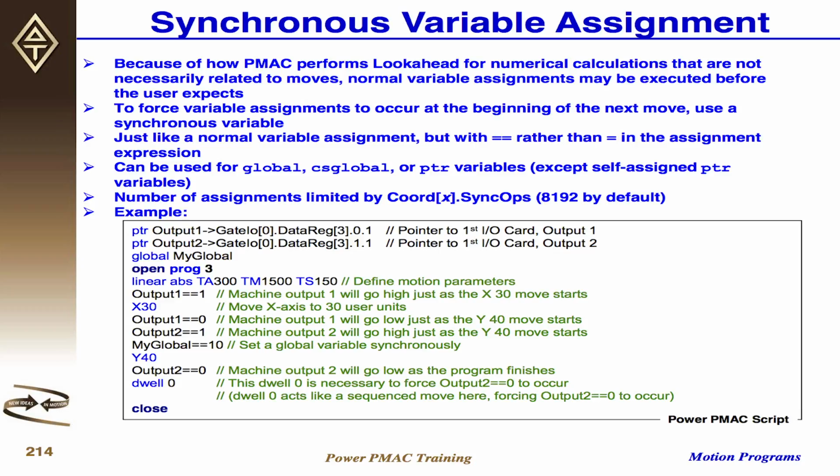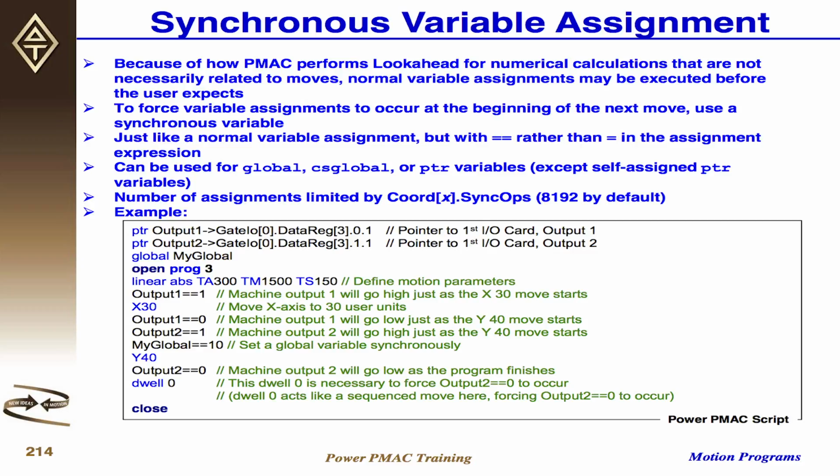This will work for the vast majority of variables in PMAC. It works for globals, CS globals, and PTR variables, except for self-assigned PTR variables. Self-assigned means that the definition points to an asterisk. So you had something like PTR, my PTR points to asterisk. You can't use synchronous assignments with this kind of thing. Don't ask me why. I don't know.